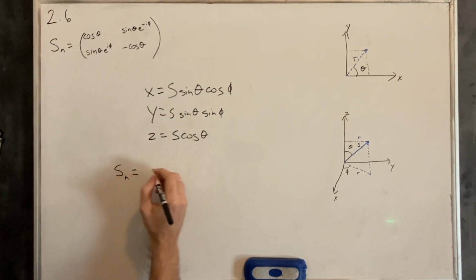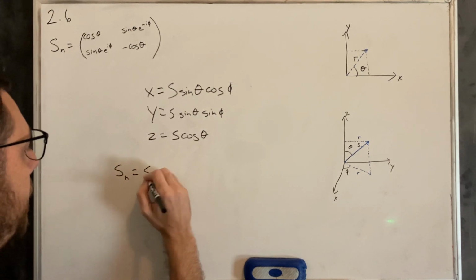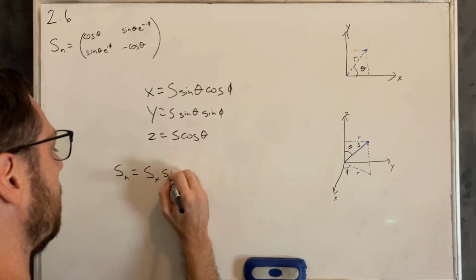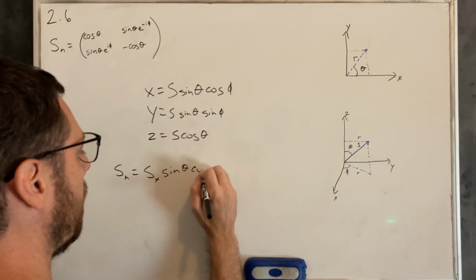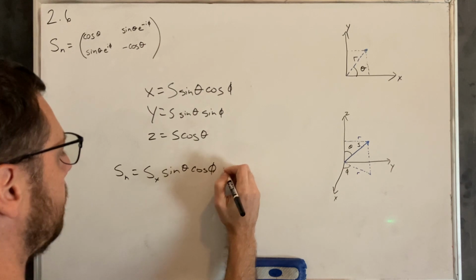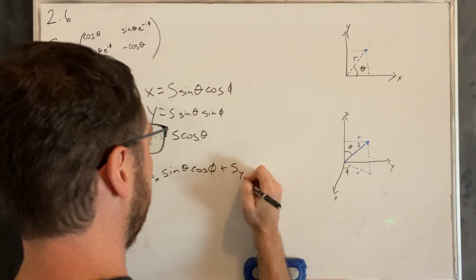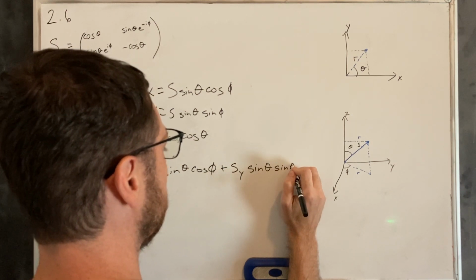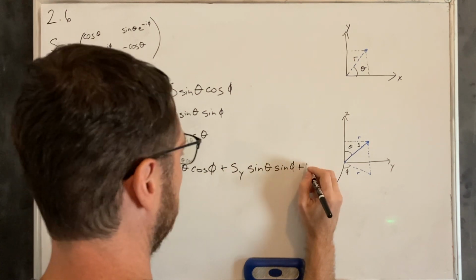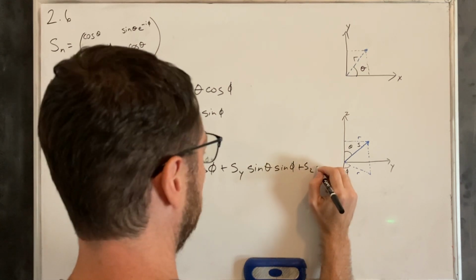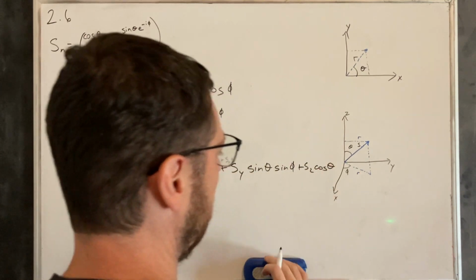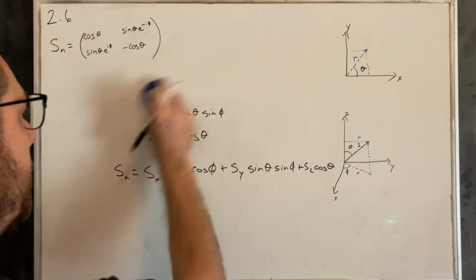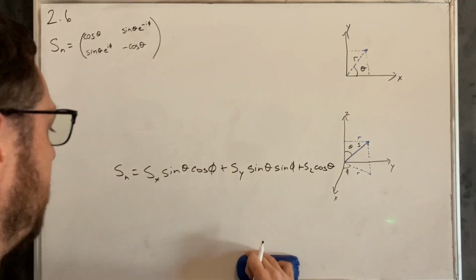So our Sn is going to be our Sx times sine theta cosine phi, plus Sy sine theta sine phi, plus Sz cosine theta. All right. So this big nasty formula here is the whole thing put together.